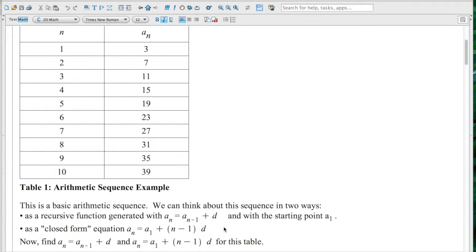We can also define the sequence with this closed form equation. This closed form equation can be used to generate any number in the sequence and does not require you to know the previous term. This is the more general description of the sequence. For this data set, I want you to take a minute or two and find both types of equation for this data set. So you'll need to get out some pencil and paper.